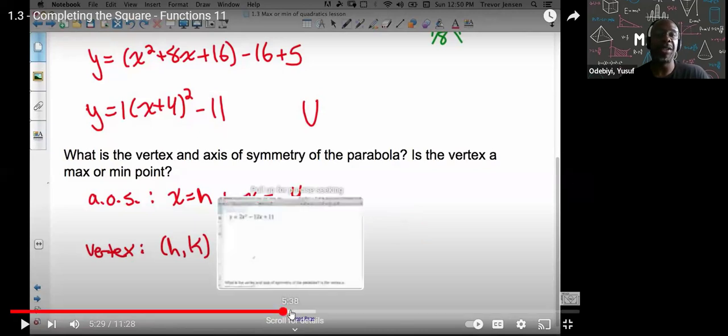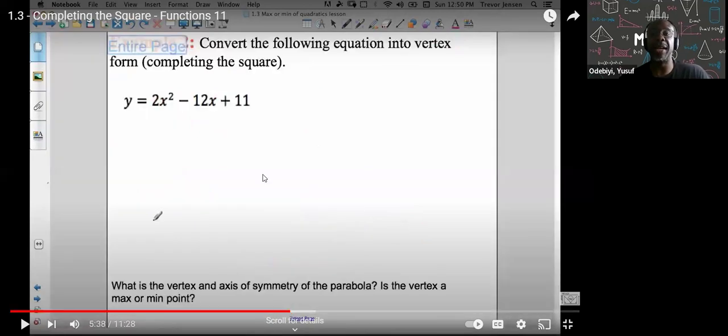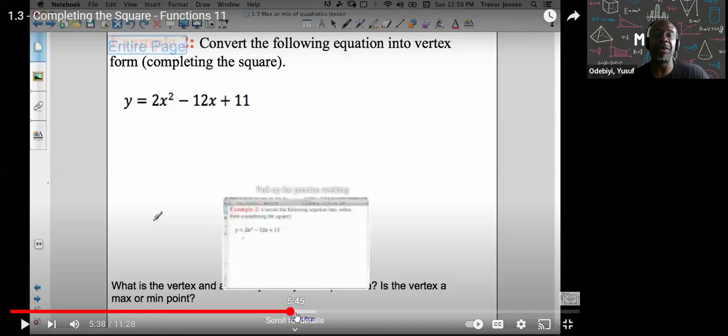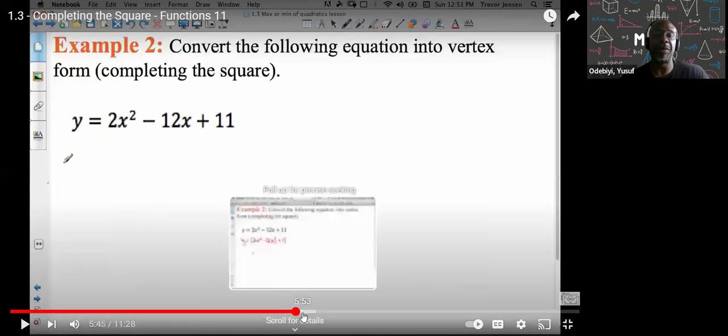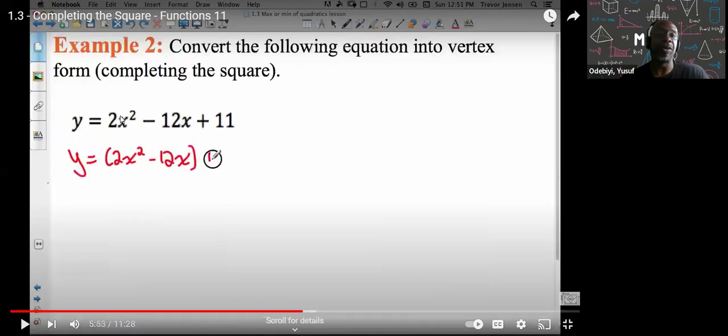Okay, so let's go into another example. Here is another example, because you're going to have to know how to do this. You do the same steps. You put a bracket around the first two terms. I'm going to step through this to speed up the process. Bracket around the first two terms, and then you add your plus 11.